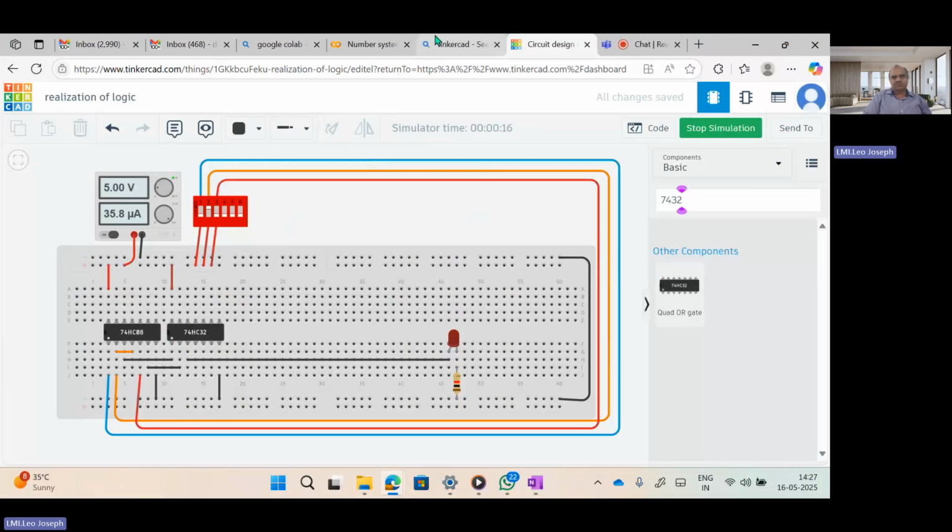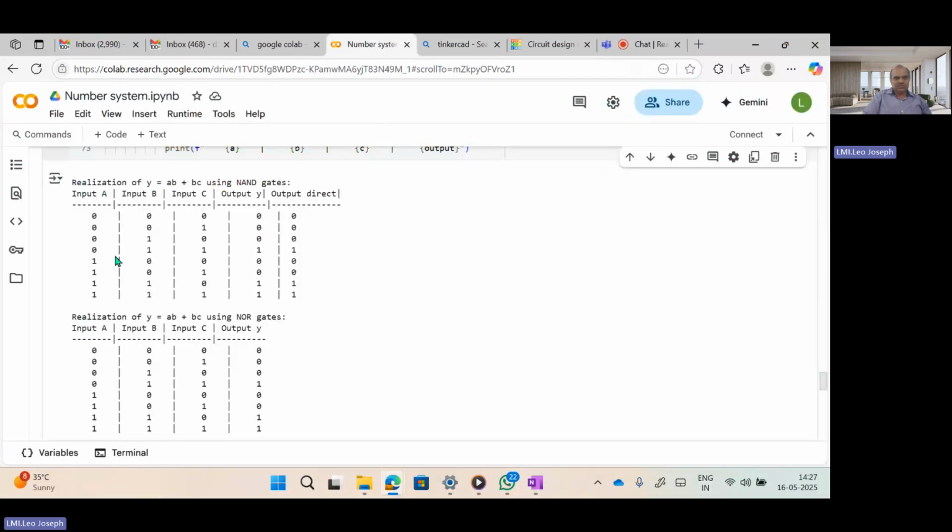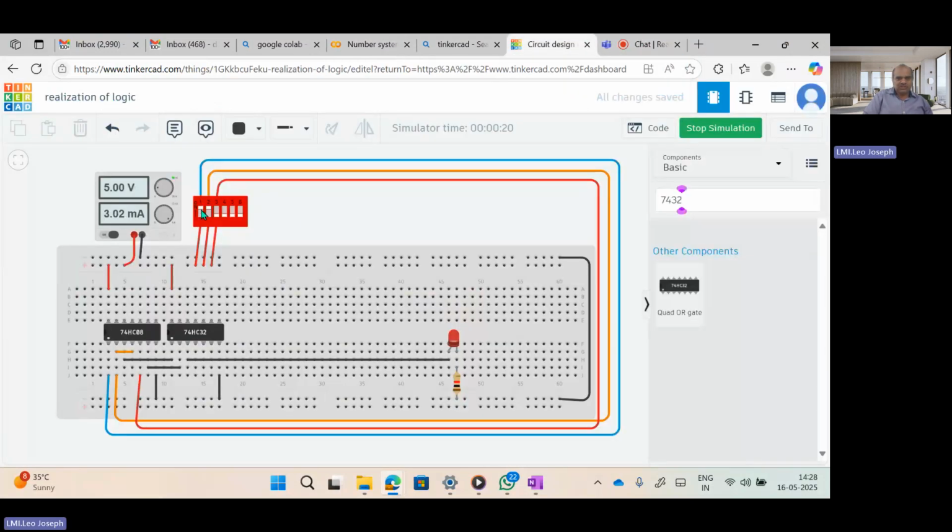If I take 1 0 also, it is off. 0 1 0, you can check here. 0 1 0, so off. And similarly 1 1 0. 1 1 0 means what we will get? 1 1 0, LED is on. So the truth table is verified.